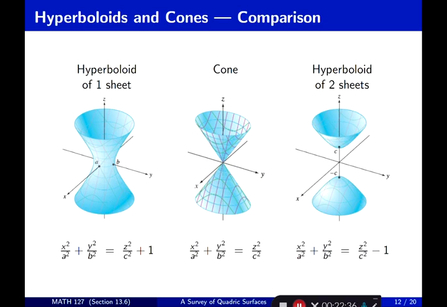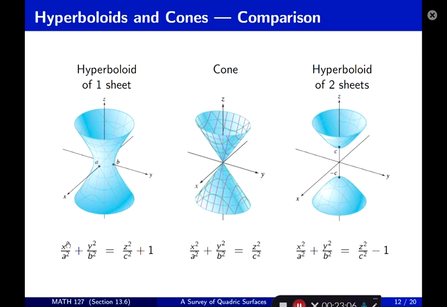So the cone you will have, and this could rotate, they could be cones or hyperboloids of 1 sheet or 2 sheets along the x-axis, y-axis, or z-axis. But for me to easily recognize them, I basically always write them in the same manner that is in here.